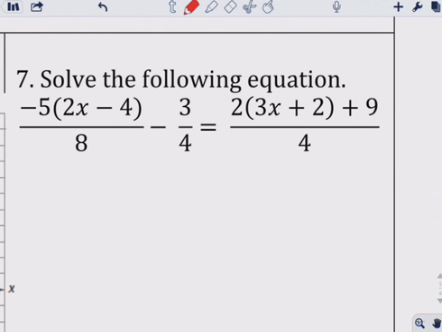Okay, first thing here is to find our least common denominator, which is 8. Times this all by 8. Oh no, why did I give you guys this problem? I didn't mean to put that plus 9 there. Anyways, no problem. Least common denominator is 8.